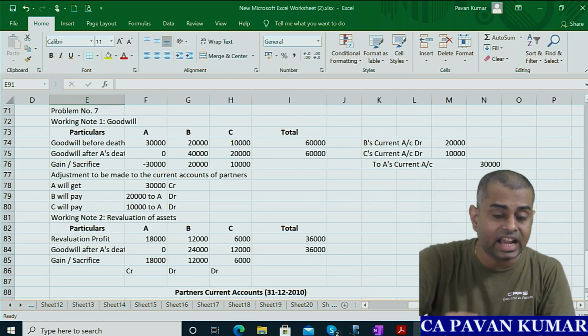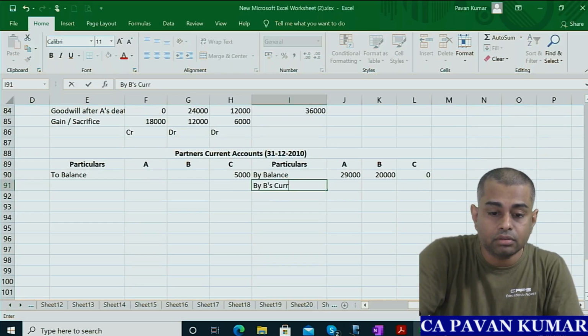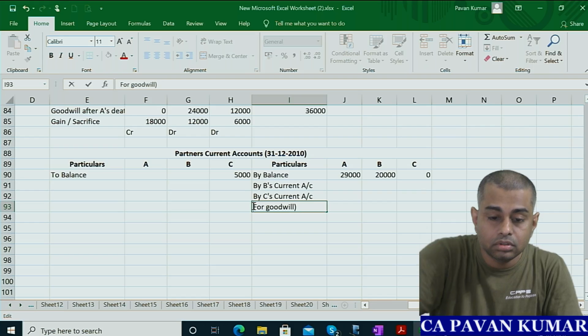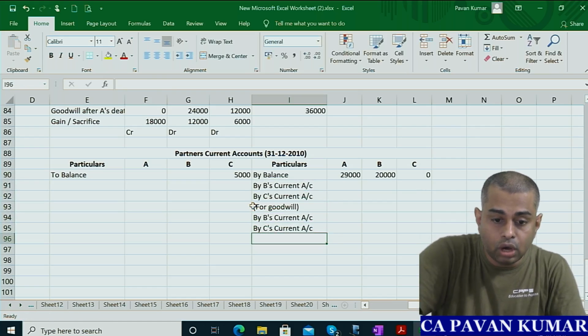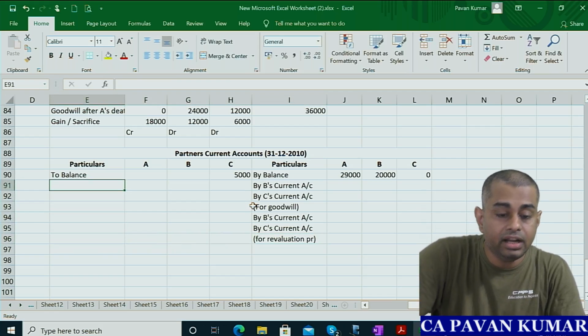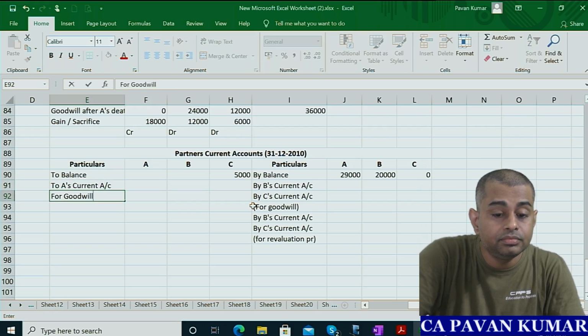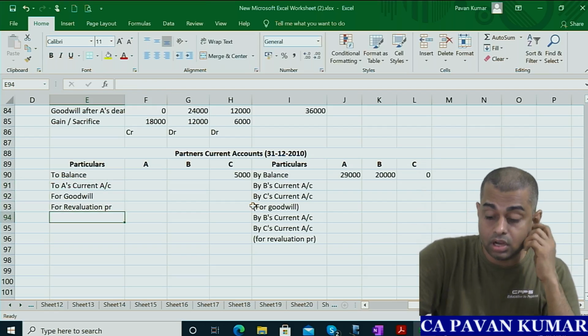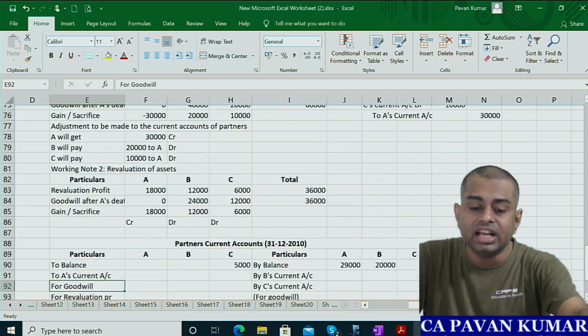Okay, so in A's account we'll write by B's current account, by C's current account. These 2 are for goodwill. Then again by B's current account, by C's current account. These 2 are for revaluation profit. Here we write to A's current account for goodwill, for revaluation profit. Okay, so goodwill, go to the goodwill working note. 20,000, 10,000 debits in B and C, 30,000 credit in A.